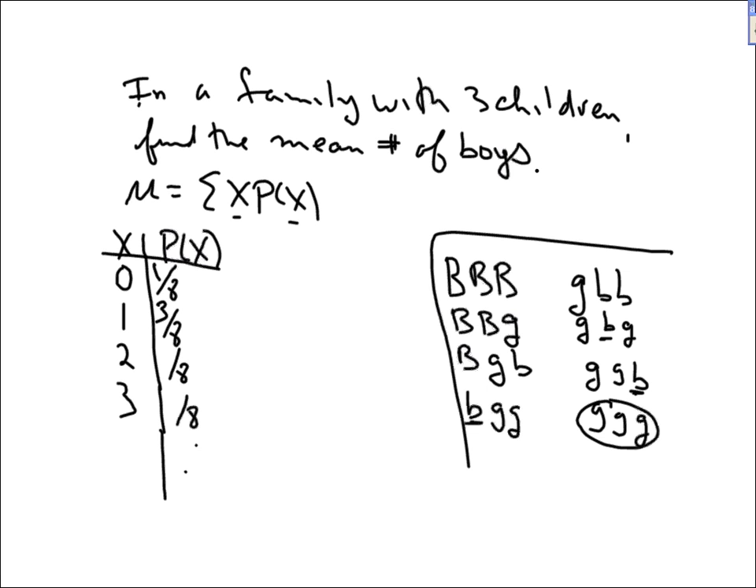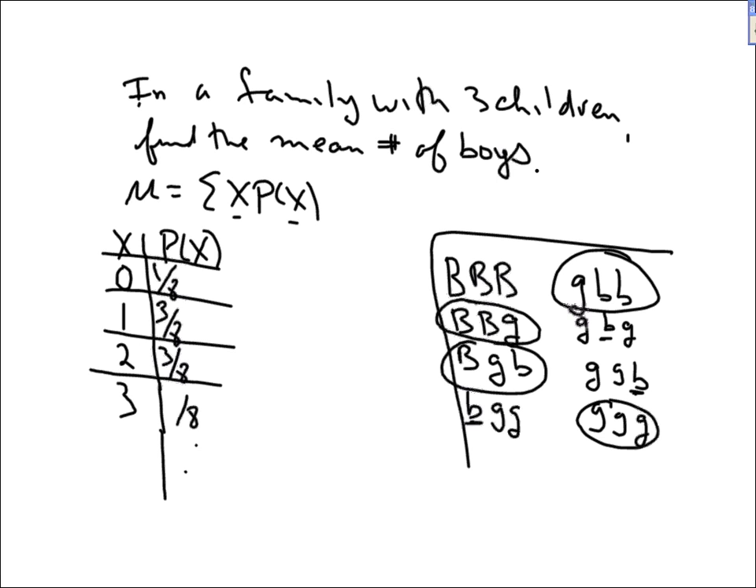Well, now we're doing two boys. Having two boys means you have one girl. The chances that you have one boy is 3 out of 8. The chances that you have one girl is 3 out of 8, because either your only girl is in the first position, or the second, or the third. There are 3 ways.